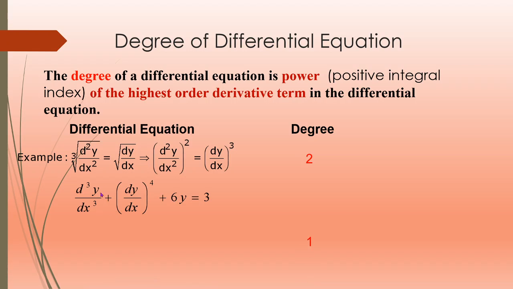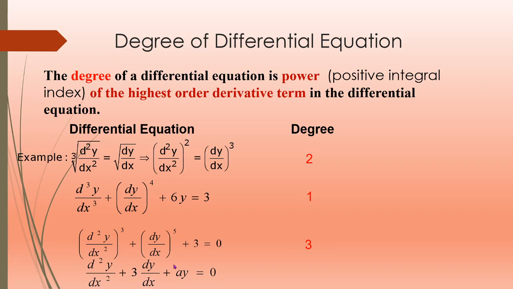Similarly, here the highest derivative term is d3y by dx cube whose power, or the exponent, is 1. So the degree of the differential equation is 1. Now in this case the highest order derivative term is this, so just look for its power. The power is 3. Hence the degree of this differential equation is 3. Whereas for the next example the degree comes out to be 1.